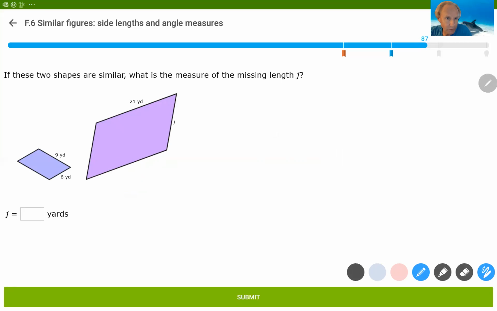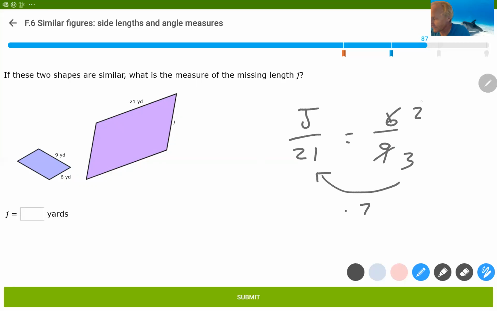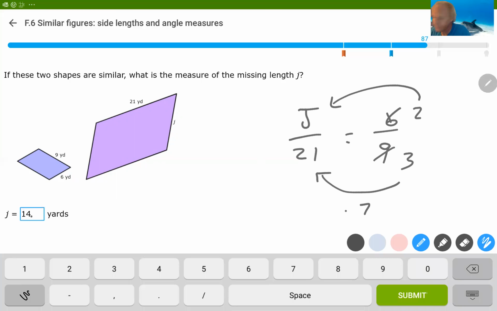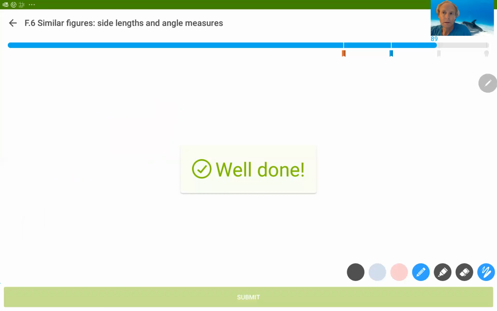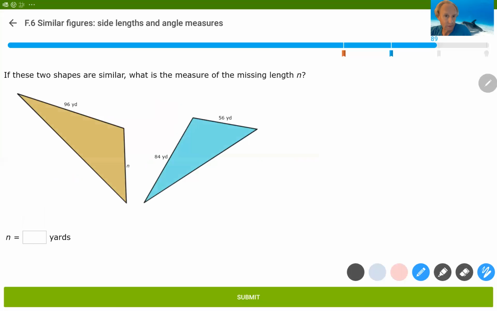This one needs to be rotated. It looks like the J is the short side, so J is to 21, as 6 is to 9. And of course, we could reduce this to 2/3, and it looks like we multiply by 7 to get 21, so we multiply by 7 and get 14. I'm oversimplifying this a little bit, but that's okay. We want to get it done and practice a little bit.